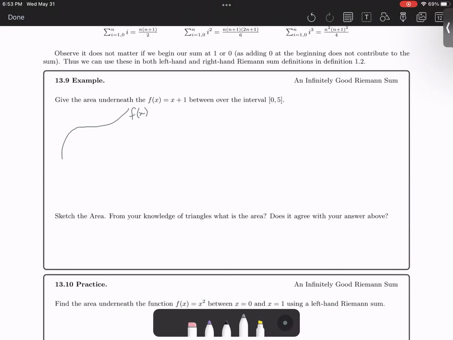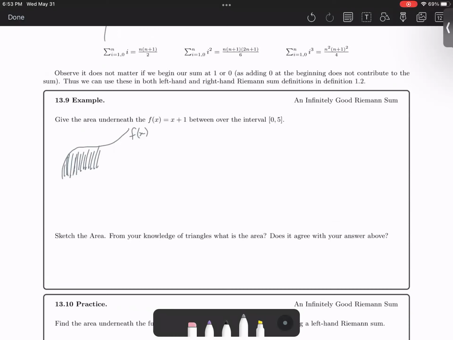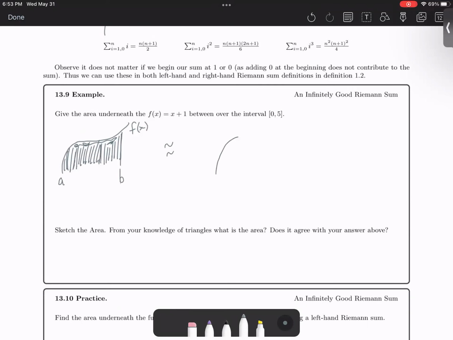Then I can approximate the area underneath f of x up to a certain point. Let's say maybe there's b and here's a. Right, I can approximate the actual area by using rectangles. And the idea here is the more rectangles you use, the better your approximation becomes. It's like increasing the resolution on a photo. The more pixels you have, the better the quality of the image.